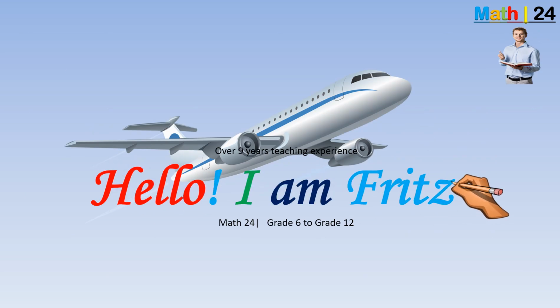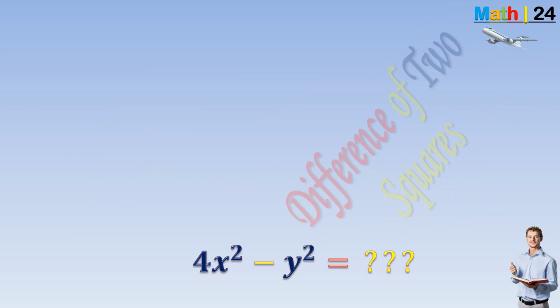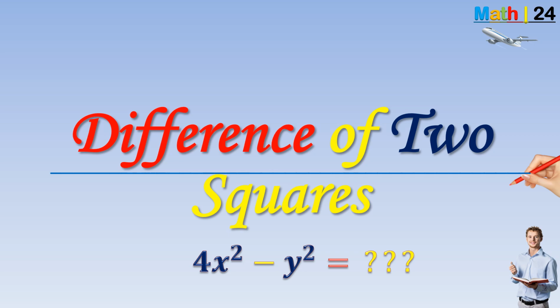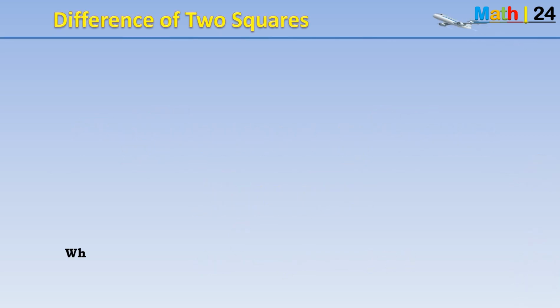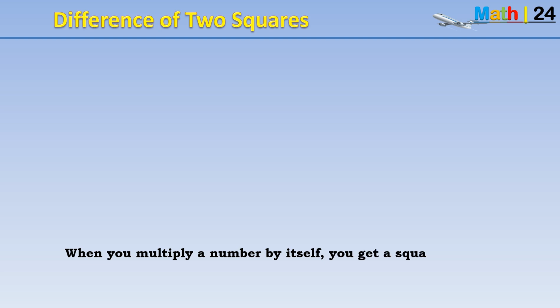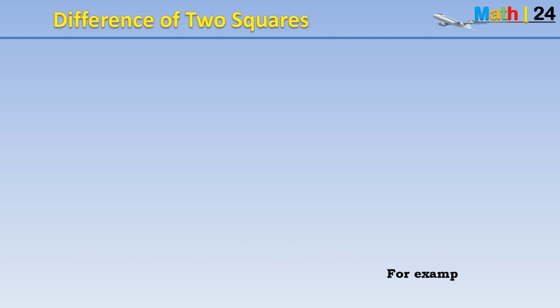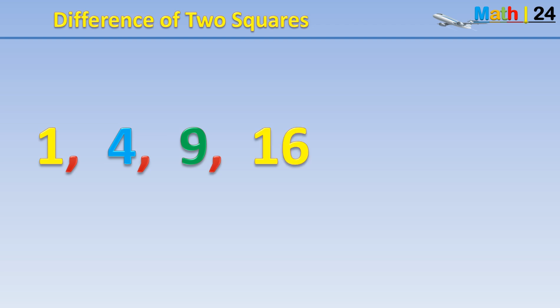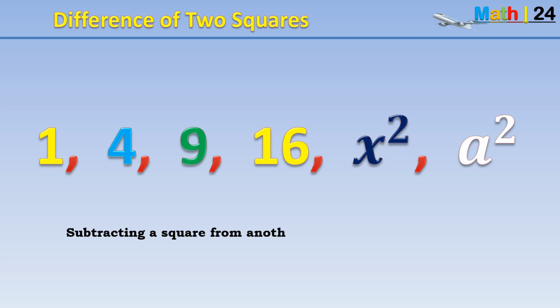The difference of two squares. When you multiply a number by itself, you get a square number. For example, we have 1, 4, 9, 16, x squared and a squared. These are all square numbers, and subtracting a square from another square gives a difference. This difference is called the difference of two squares.